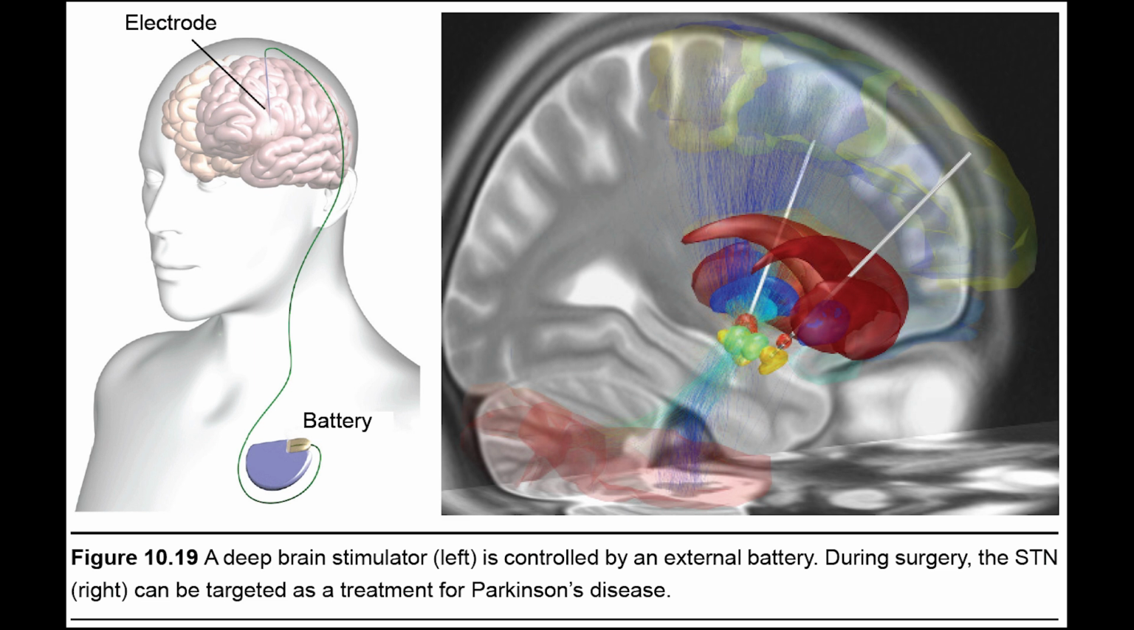In a medical intervention called deep brain stimulation, a surgeon implants permanently indwelling electrodes that are controlled by an external battery pack that delivers pre-programmed stimulation protocols. Deep brain stimulation in the STN is used to alleviate the symptoms of Parkinson's disease.